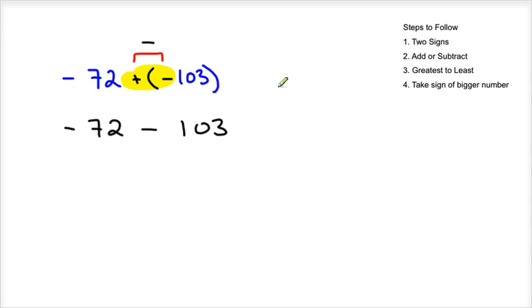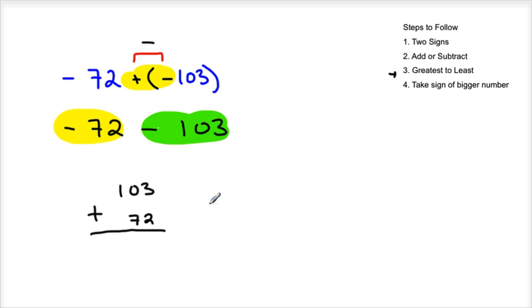Okay? Second step, do I add or subtract? Well, this is negative 72. This is negative 103. Do they have the same sign or opposite signs? In this case, they have the same signs. So when they have the same signs, I'm going to add the 2 numbers. Put the numbers in order from greatest to least. So 103 plus 72. Add these 2 numbers together. We got 5, 7, and 1.